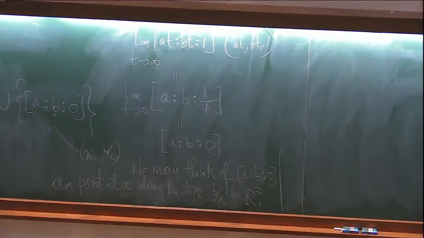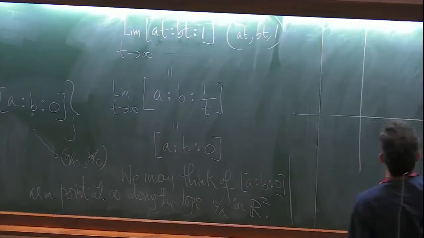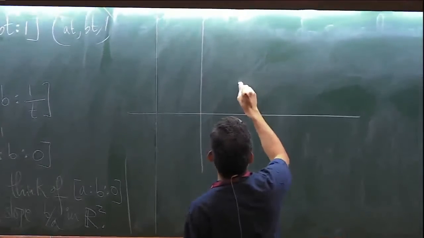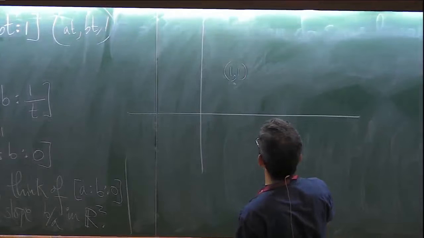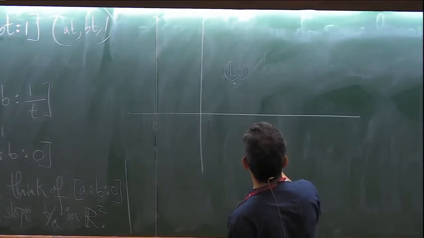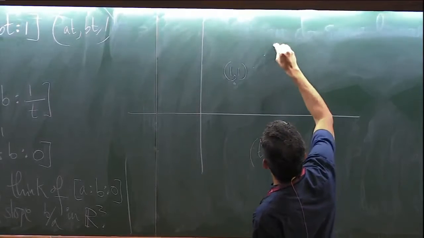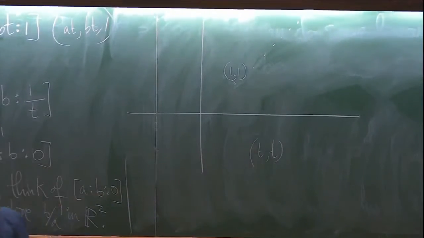Not only that, just to give an explicit example, let's take the point (1, 1). This is a point in R2, and then I look at (t, t). As t goes to infinity, I am looking at points which are going like this. Now the point (1, 1) in R2, in this notation, is something else.